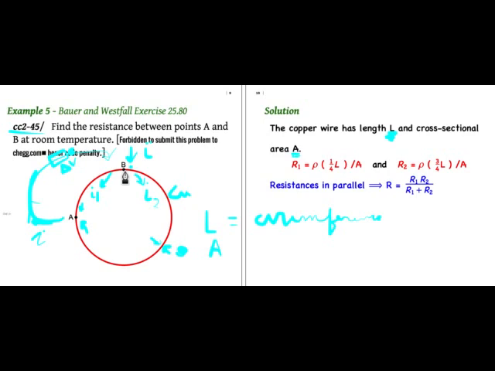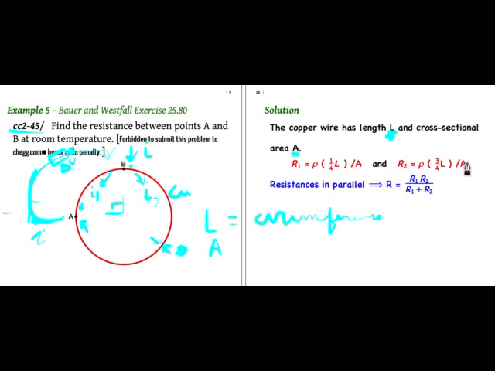So this first resistance is rho L over A, where L is the length of the wire from B to A. Well, that's 1/4 of the circumference, because this angle is 90 degrees. There's a right triangle. There's a right angle. So R1 will be rho times 1/4 L divided by A. And R2 will be the resistance for this long wire. It'll be rho 3/4 L divided by A.